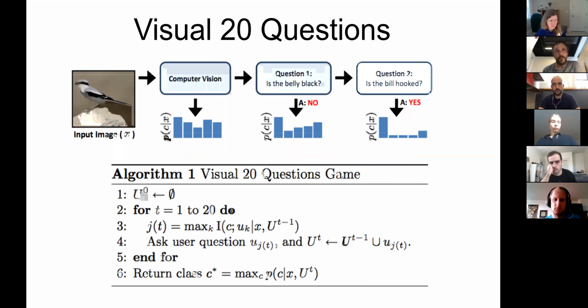So the idea with Visual 20 Questions is that the image comes in to a block that we've labeled computer vision. And this took place right before the deep learning revolution happened. But the idea was that the computer vision block encompasses the state of the art in object recognition in computer vision and machine learning. So in an ideal world, that image would come into this block and you would get out some probability of the class given the input image.